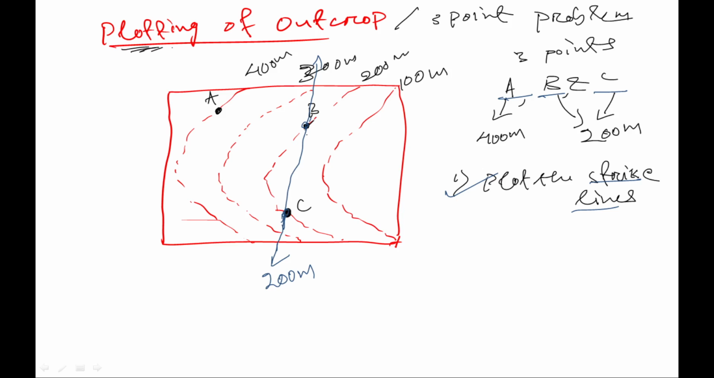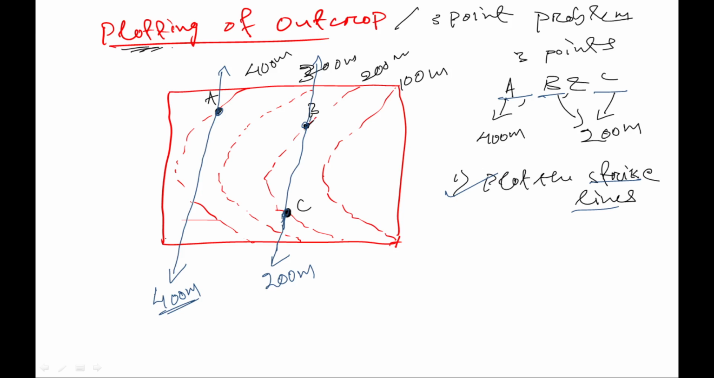You have to plot this 200 meter line. Sorry, this is a strike line of 200 meter. Then you have to plot a line parallel to this at 400 meter, at A, which is another strike line. It should be parallel to the line which is passing through B and C. So at point A, the line I draw will be the strike line with a value of 400 meter.